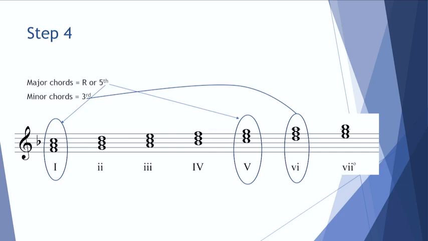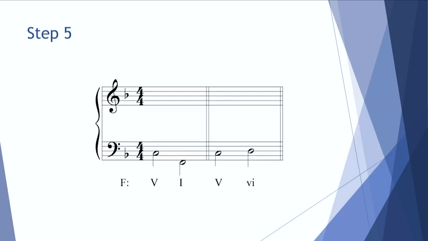So now we circle the chords that we need. We need chord 1, we need chord 5, and we need chord 6. Chord 1 and 5 are major chords, so we know that we'll have to double either the root or the fifth. And chord 6 is a minor chord, so we know in that chord we're going to have to double the third.